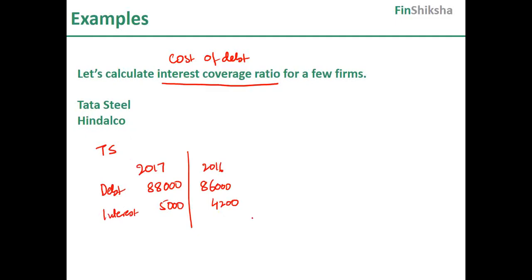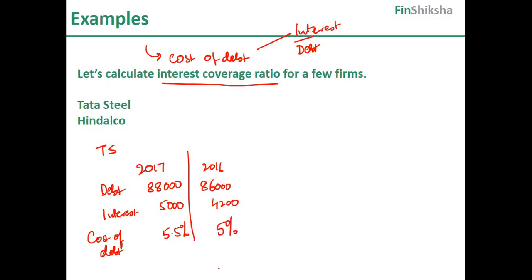Correct? Now, first things first, if I have to calculate cost of debt, how do I calculate cost of debt? Can I calculate it by interest divided by the total debt? Approximately, interest by debt should give me this number. So I will calculate that. So we find that cost of debt approximately is in the first year, that 2017 that you see, probably close to about 5.5%. And here it's close to about 5%, right?